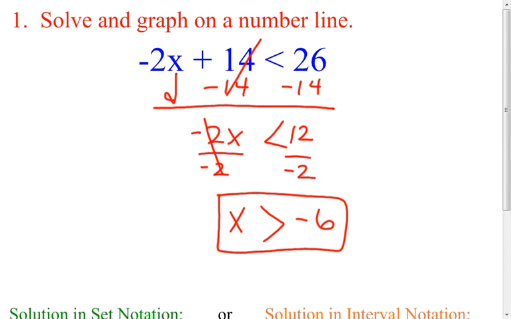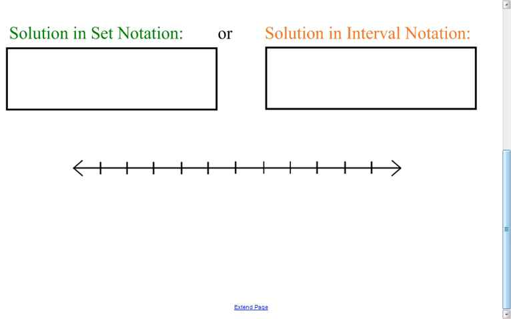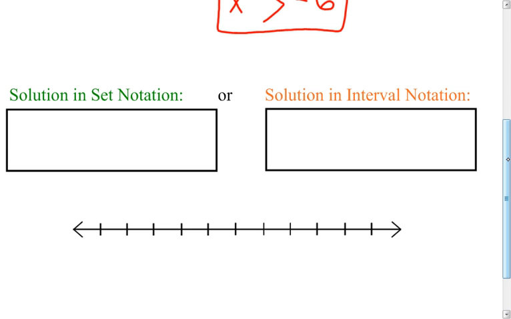Then I am going to first of all plot this on a number line for you. On a number line, x is greater than negative 6. I'm just going to put a few spots here on a number line: negative 9, negative 8, negative 7, negative 6, negative 5, negative 4, negative 3, just a few spots so that you kind of know.